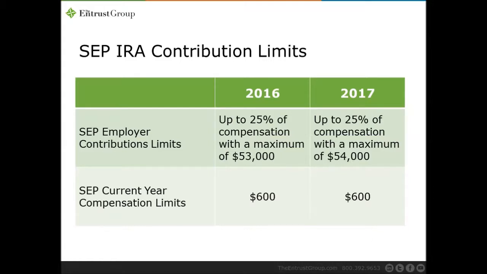It's called the current year compensation amount that they should have received, and the amount is $600. In other words, if an employer says you must earn at least $600 in order to receive a contribution for the year, employees who are eligible by virtue of the service and age requirement may still not receive a contribution because they didn't hit that $600 mark. But the maximum contribution, again, is the lesser of 25% or $53,000 for 2016 and $54,000 for 2017. So the higher the income of the employee, the higher the contribution that they will receive.